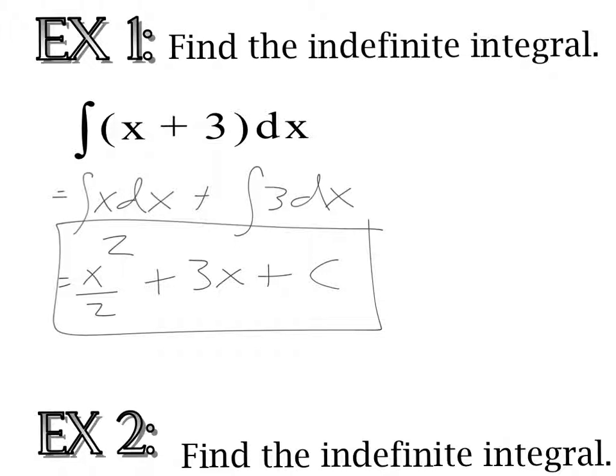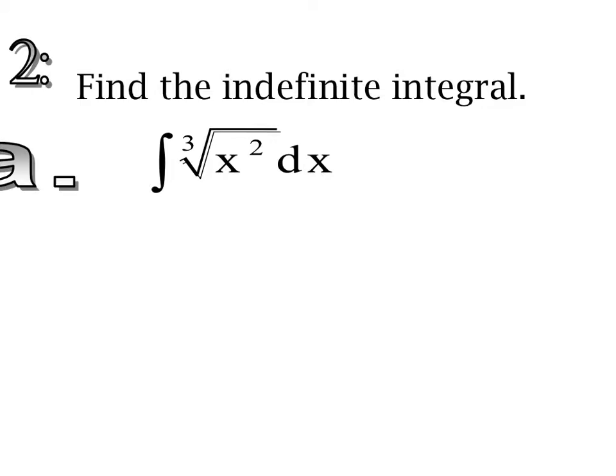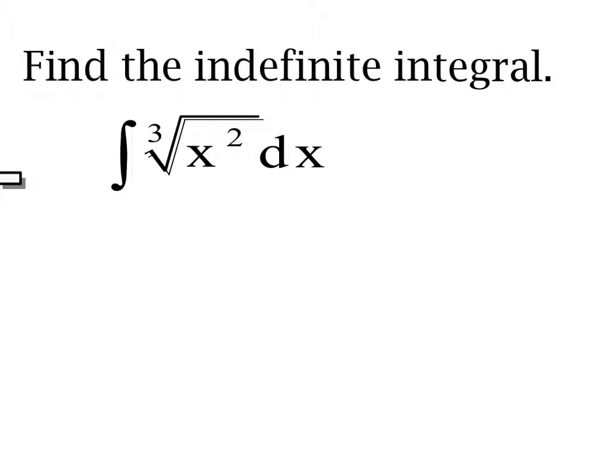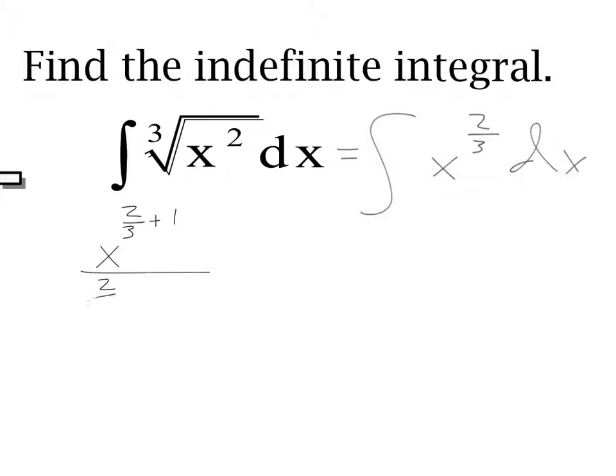Let's go to the next one, because it starts to get a little bit more interesting. See, now we have something funky going on, and as I look at this, this looks confusing to me. So what I'm going to do is convert this back to its fractional exponent form. So this is really like saying x to the 2/3 dx. Well, now I could just simply use the reverse power rule, right? So x to the 2/3 would be like saying you do x to the 2/3 plus 1 in the exponent, and then we're going to divide by this new exponent, and of course plus some constant c.